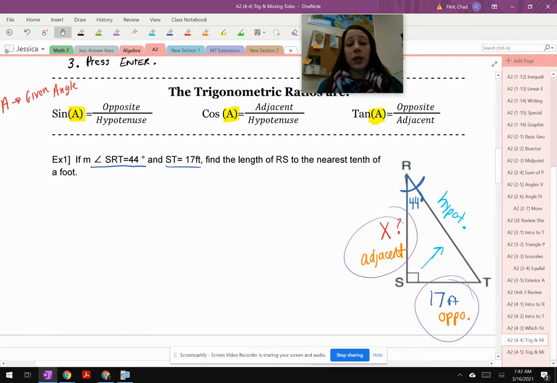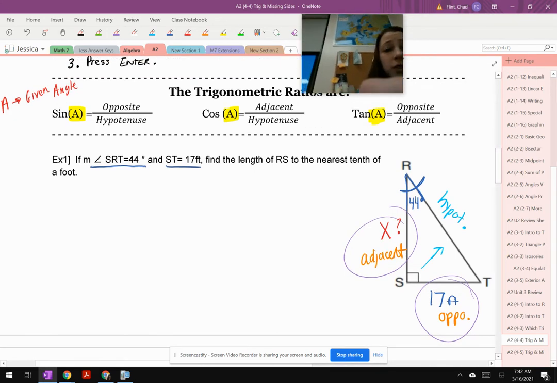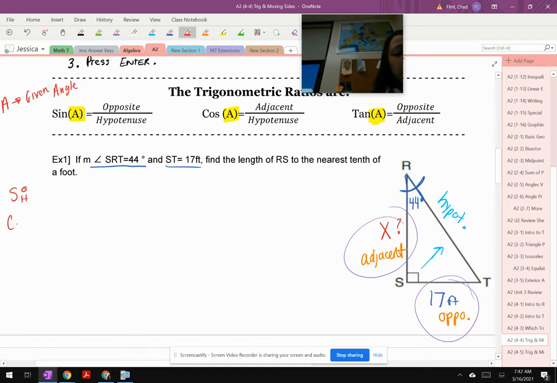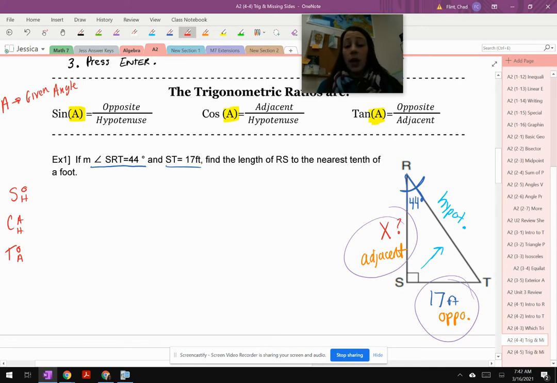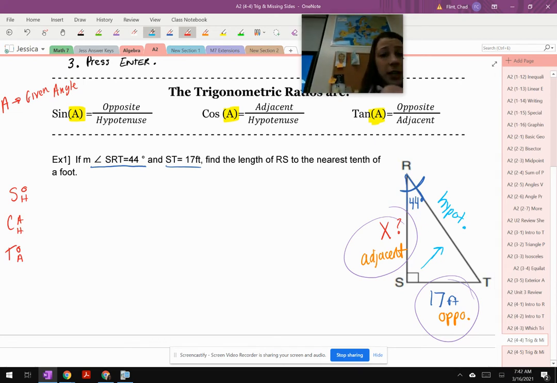So which trig ratio? I'm just going to rewrite that acronym for us because you're going to want to get in the habit of writing it. That's SOHCAHTOA. Which trig ratio uses adjacent and opposite? Adjacent and opposite, that would be tangent. So here we go. Let's set this up.